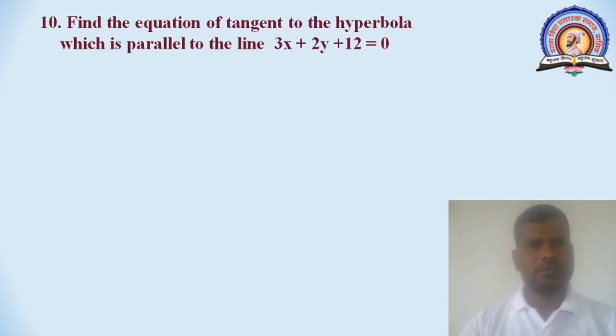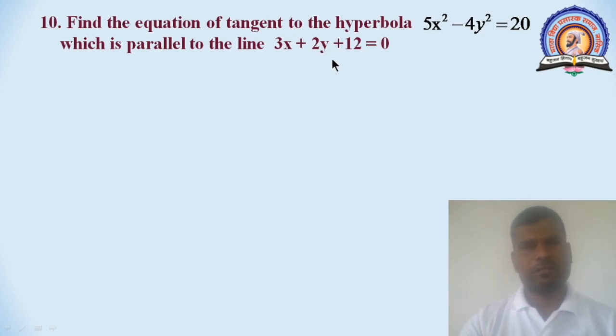Next example is: find the equation of tangent to the hyperbola 5x square minus 4y square is equal to 20, which is parallel to the line 3x plus 2y plus 12 is equal to 0. The equation of tangent to the hyperbola is parallel to this line. If two lines are parallel, their slopes are equal, as we know. Therefore the slope of the tangent and the slope of this line are equal.